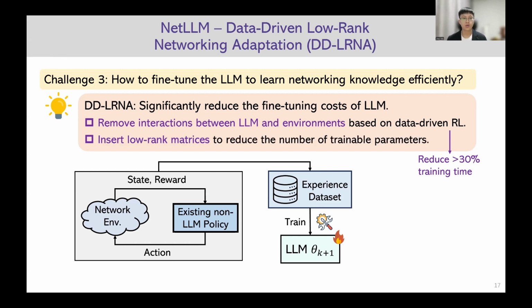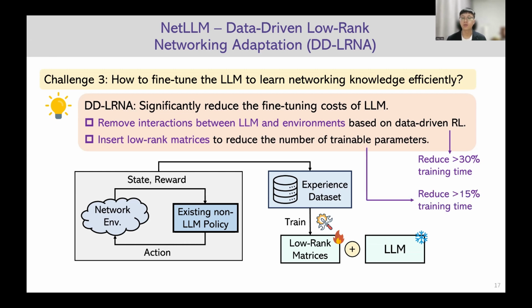And next, we also insert some low-rank matrices to reduce the number of trainable parameters. The insight behind this is to constrain the parameter update to a limited number of parameters. So this approach can significantly reduce the training time, with a reduction of more than 15%.